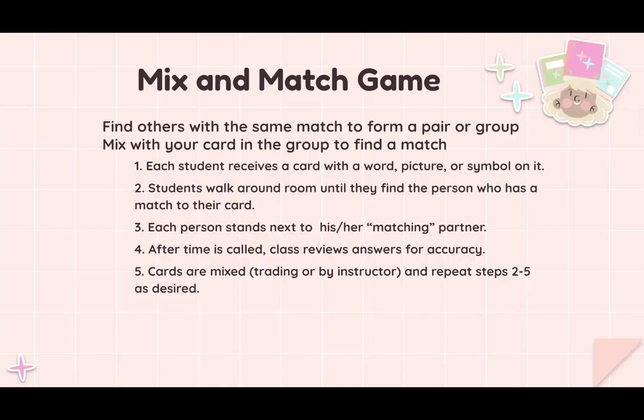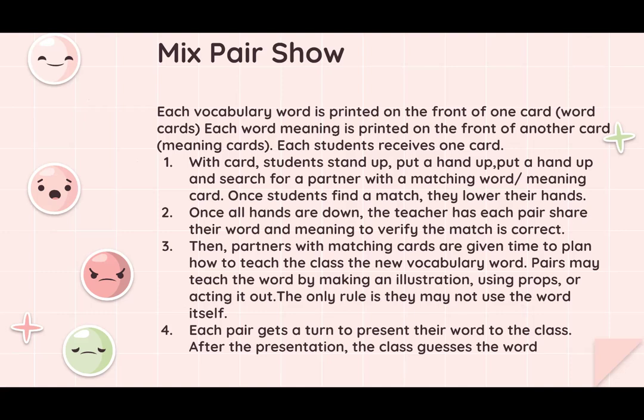There's a mix and match game that you can use where each student receives a card with a word, a picture, or a symbol. The students are going to walk around the room until they find a person who has the match to their card. When they find their matching partner, they stand next to each other. After time is called, the class reviews the answers for accuracy. The cards are mixed and repeated, and you can repeat this 2 to 5 times, as many as desired.